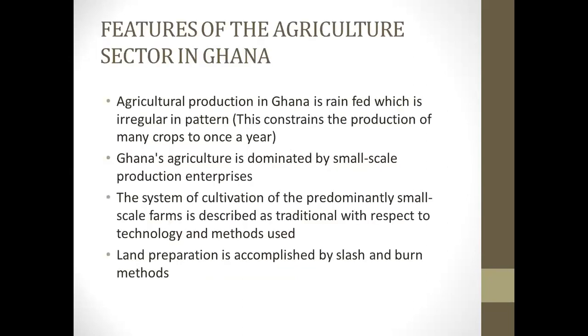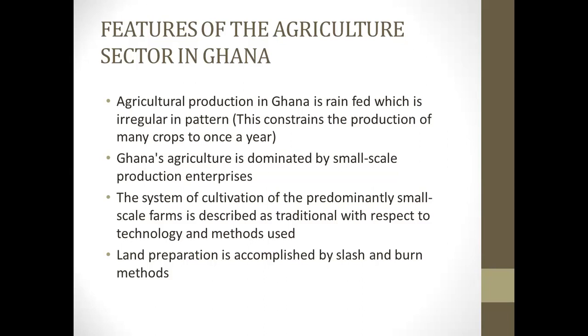First of all, we want to look at the features of Ghana's agricultural sector. The first thing is that agricultural production in Ghana is rain-fed, which is irregular in pattern. This constrains our production of many crops to once a year. We don't have an effective irrigation system to boost our productivity. So it is rain-fed, and in seasons where there is no rain, certain crops cannot spring forth, so we make losses in those periods. This is one of the features which is actually not good.